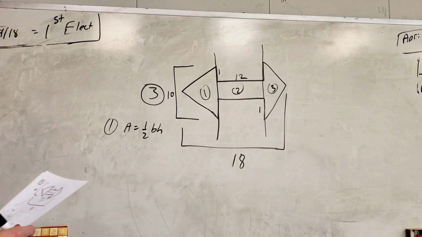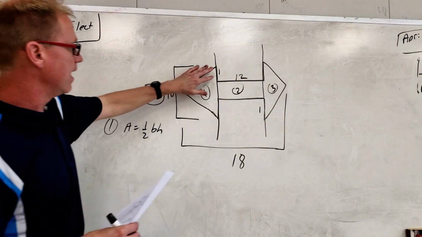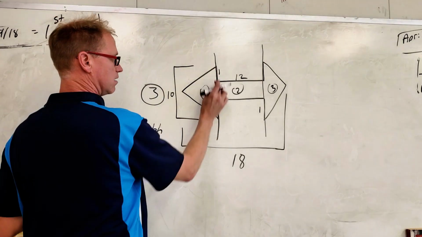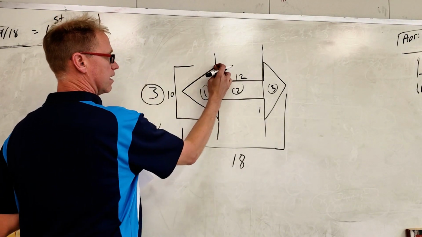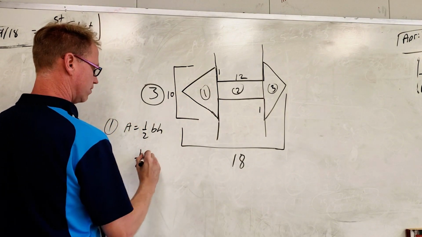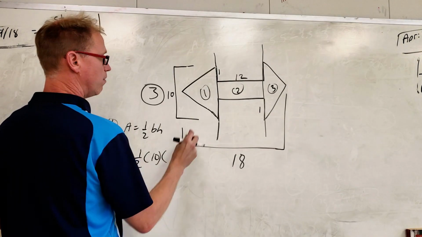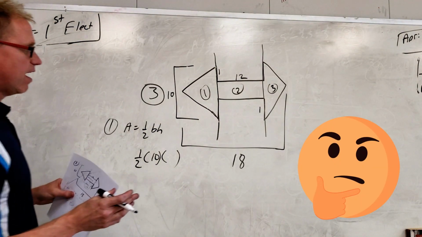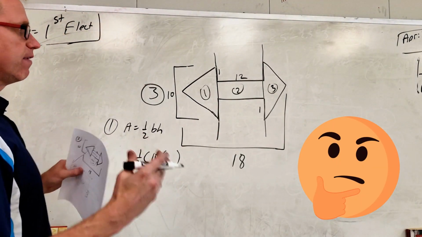All right, so now we've got to find this base. Now, the beauty is this base is actually already given to you. It's 10, because from here to here, that's what this means. From here to here is 10. So it's 1/2 times 10. Now we got to find the height. Now that's a little bit of a problem. So we've got to somehow figure out how to find this height here.